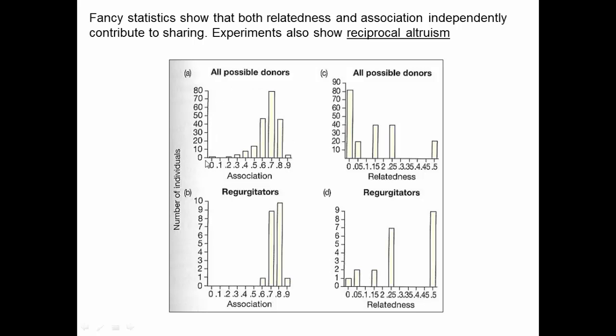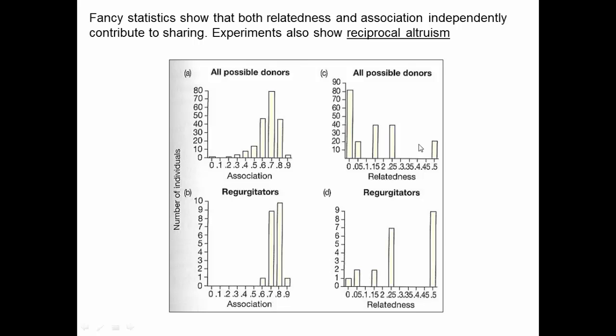This is the degree of association score, and this is all bats kind of randomly chosen. This is the degree of association you would expect between bats that shared blood. Regurgitators is the degrees of association of the ones that did share blood with each other, and you can see it's kind of skewed to higher association values. So blood sharing happened between individuals that spent more time with each other than you would expect if it was just random.